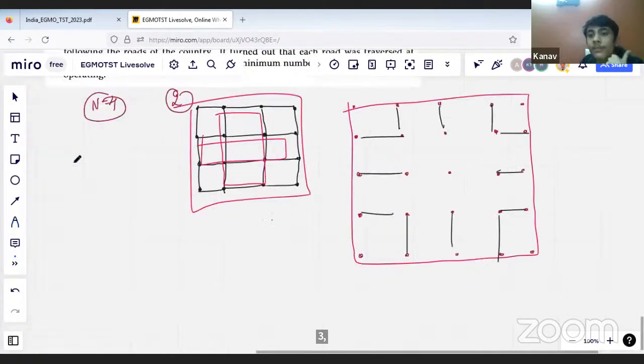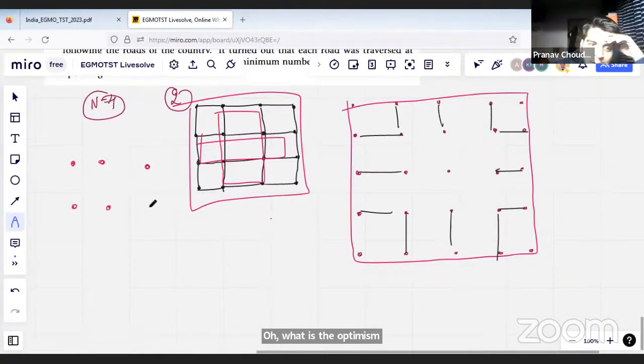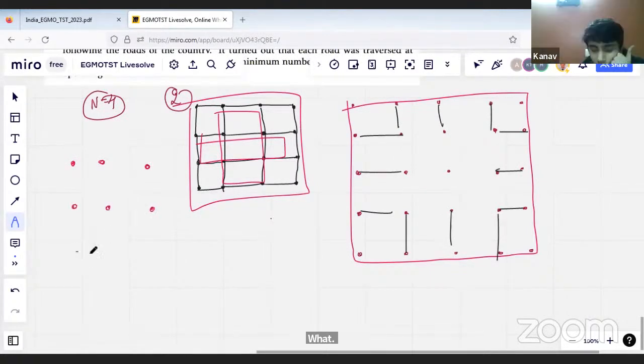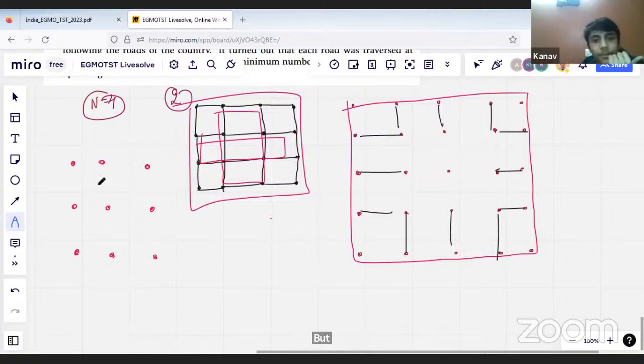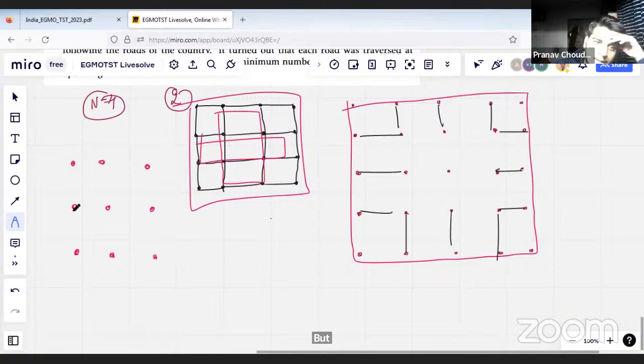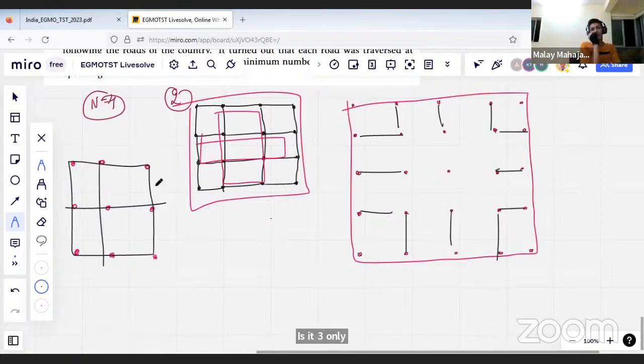So wait, do we have a construction for something linear? You're trying to prove that you must cover all these roads with one drone. That is maybe not possible, maybe two drones. Wait, what is the most optimal construction for 3? Is it 3 only? Yeah, for 3 it should be 3, right?